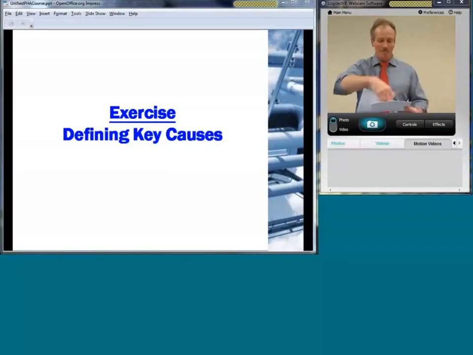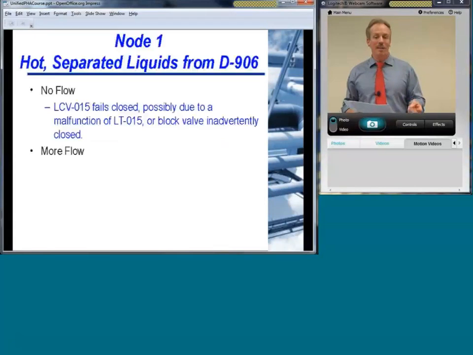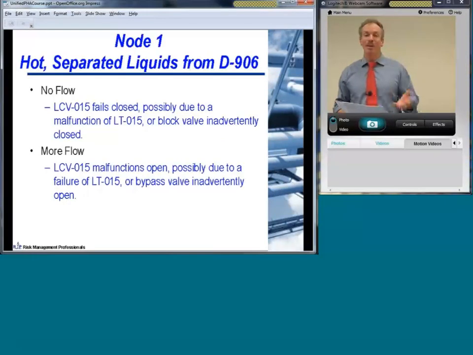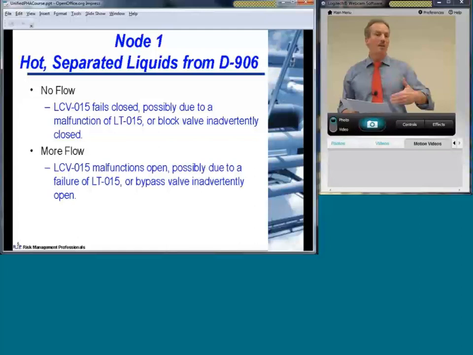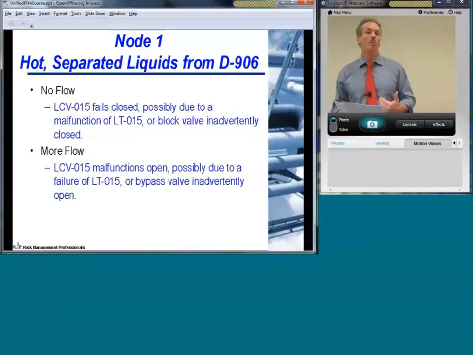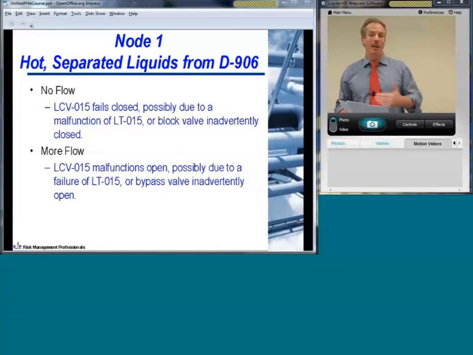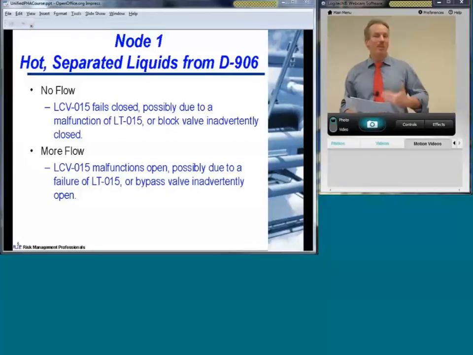For a more flow case, the level control valve malfunctioning open is going to cover, and of course you have to ask this, but usually the bypass valve is about the same size. It's going to cover the bypass valve being open, the valve malfunctioning open, or some sort of transmitter failure. And I usually work it back to the transmitter because there can be multiple controllers, and sometimes it leads back to a single transmitter. So you always want to get to the root part of the control system that can fail. So these are the key scenarios that are really going to encompass the embodiment of the hazards for this node that we've defined. So let's take a look at node two.